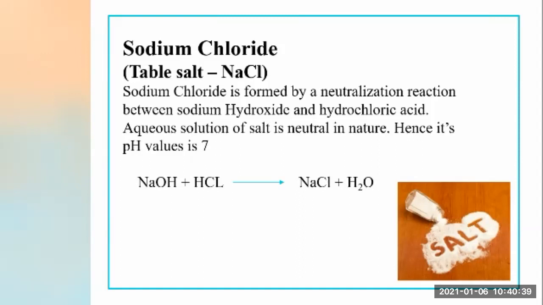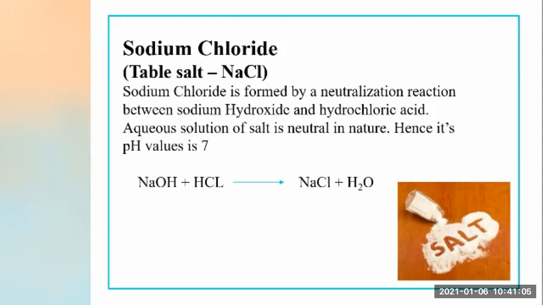Now see students, we have discussed that sodium chloride is formed by what? It is formed by neutralization reaction. Neutralization reaction means when acid and base react together and give us salt and water, that is nothing but neutralization reaction, right? So here the base is NaOH and the acid is HCl. What we obtain is NaCl salt plus H2O, that is water.